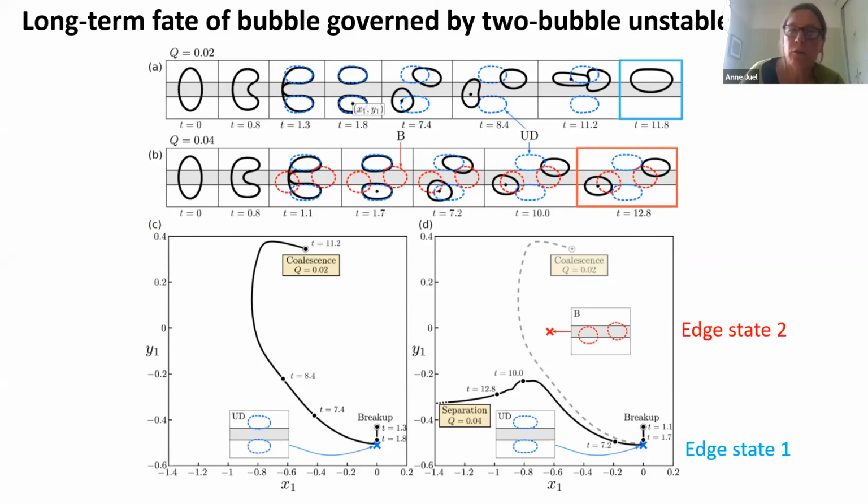That's right. So these are two bubble systems. You're constantly jumping between different systems because you change the topology. But for the edge state, you impose that condition. That's right. You look at two bubble systems with a certain volume ratio.